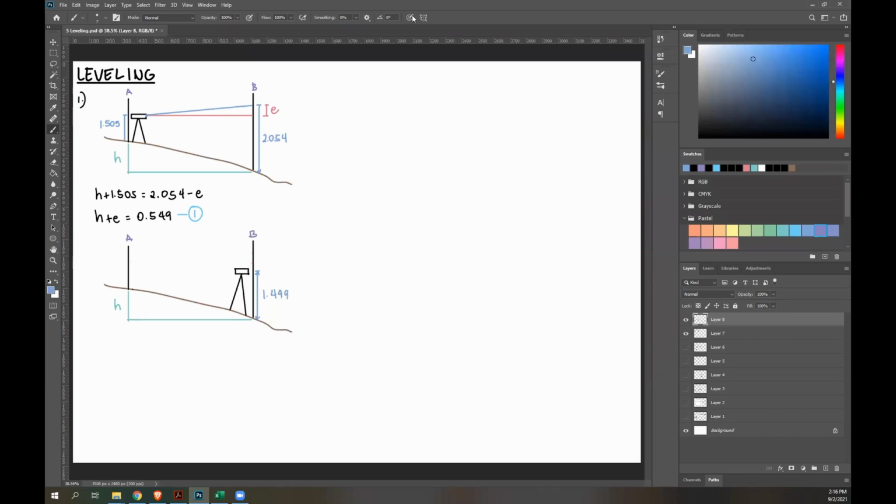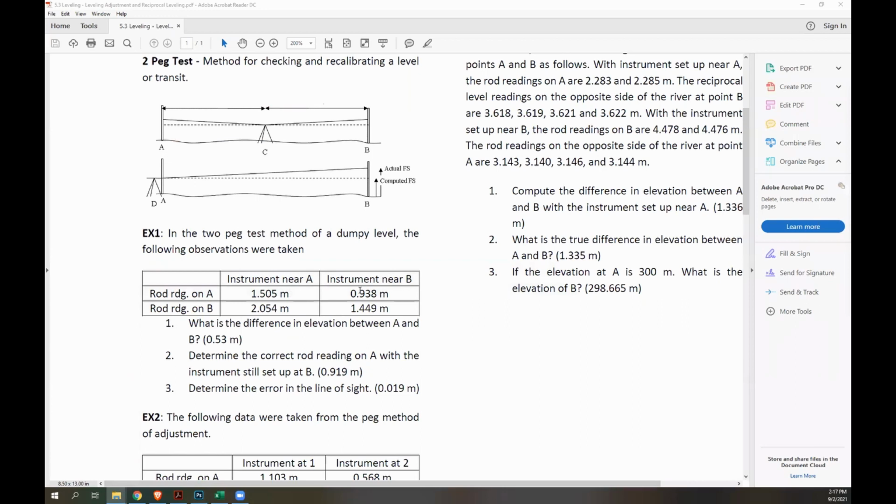Now this is important. The way that your assumption for the instrument is inclined should be uniform. For example, if you assume this is upward, you should assume this is upward as well. And if you assumed it was downward, then you should assume that was downward as well. So I assumed upward, so I'm going to do this upward. So this is the actual horizontal line, or it should be its line of sight. But it inclined upward. And then this reading is your foresight at A. So that's 0.938.